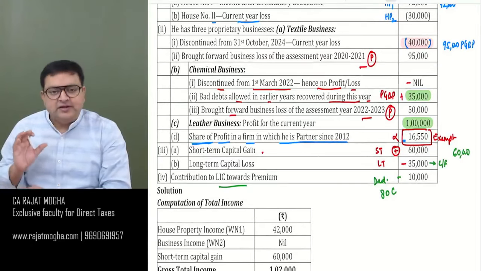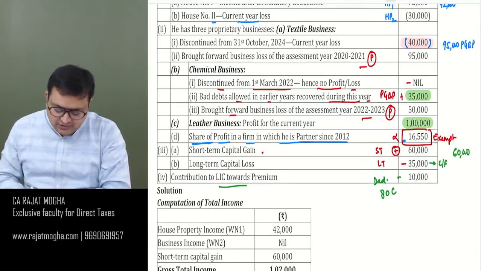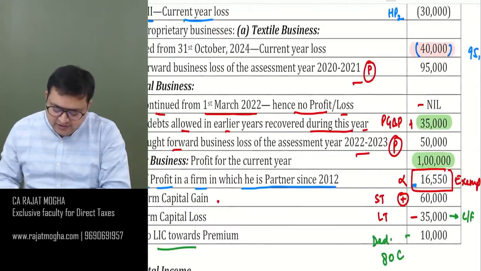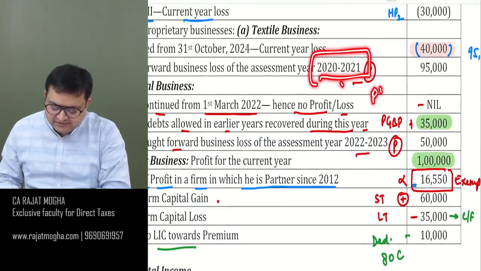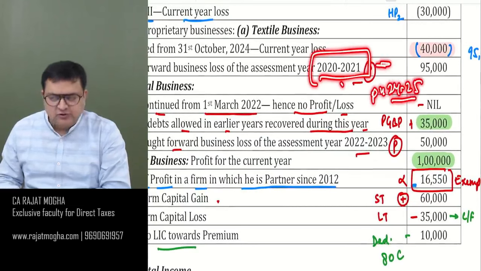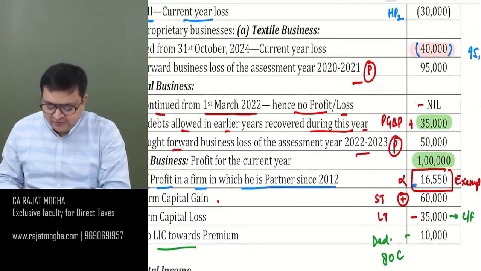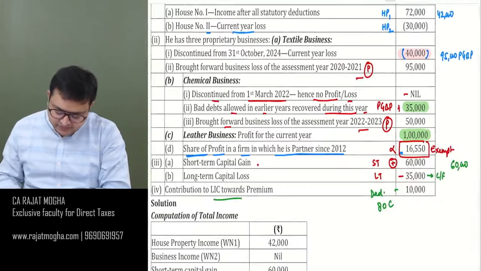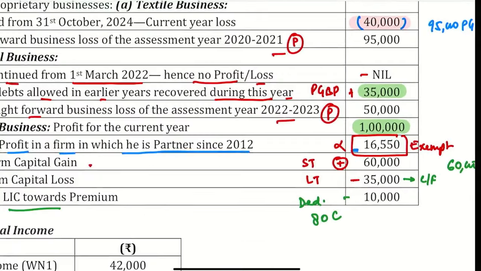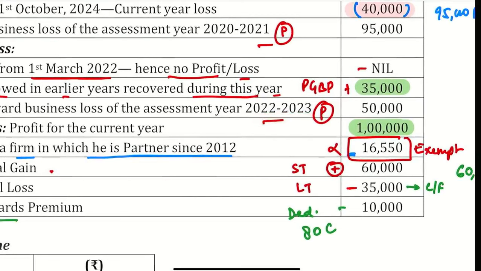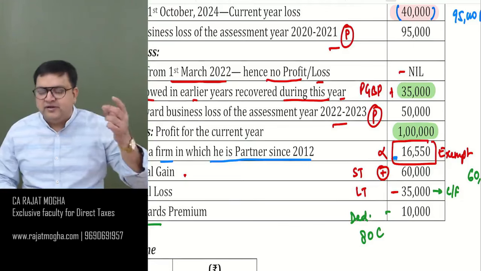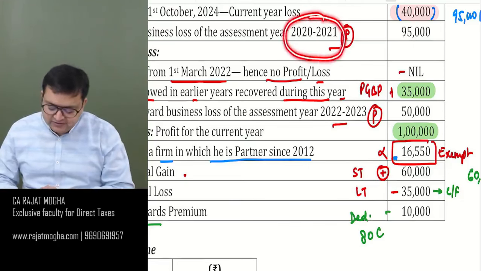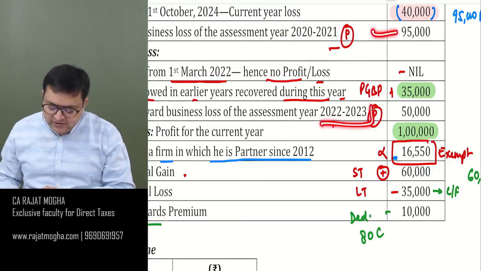Now guys, let us look at the brought forward. So we have two brought forward losses also. So brought forward business loss of assessment year 2021. We are in previous year 24-25. Okay, not that much old. So we can set off 95,000, we can take. Brought forward business loss for assessment year 22-23. This is also not yet expired, so we can take this also. Guys, which one you will give priority? The older one you will give more priority, correct? So you will give priority to this. Then once it is settled, you will give priority to this.